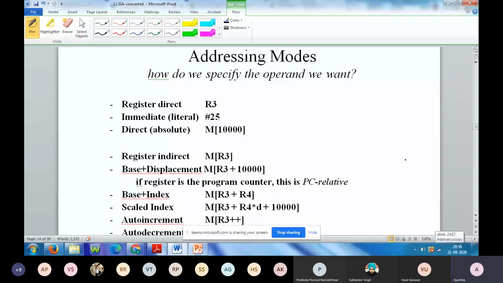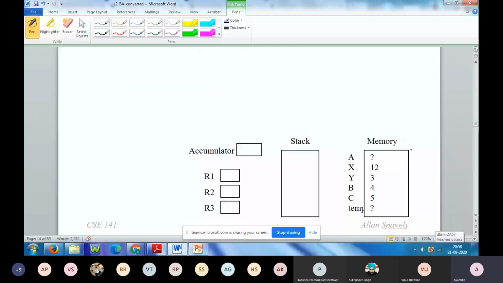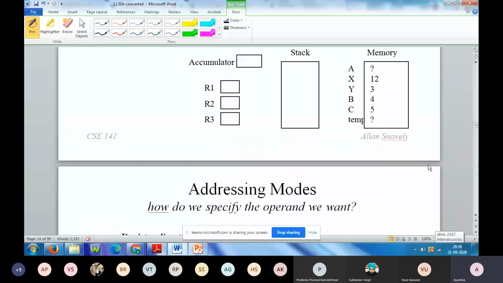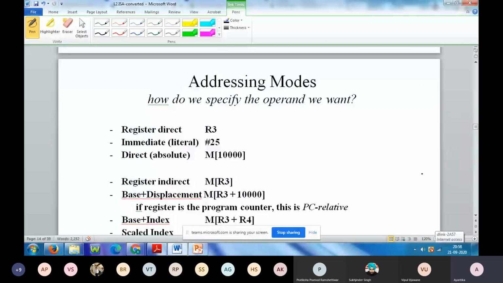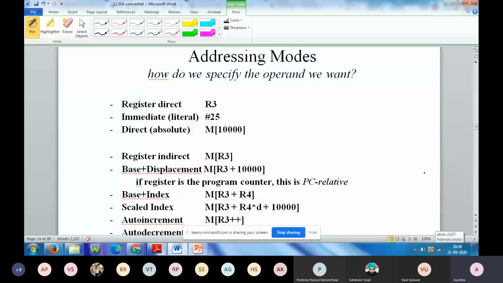Now, this is how we are storing the values. We may be storing in registers, we may be storing in the memory and fetching from the memory, we may be storing in the accumulator, or we may be storing in the system stack. Up to this part, we are clear on how I am storing my operands.